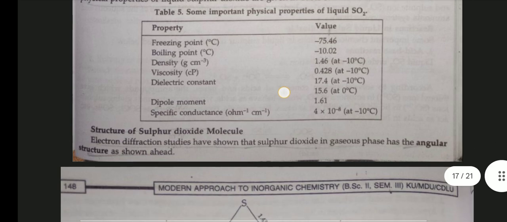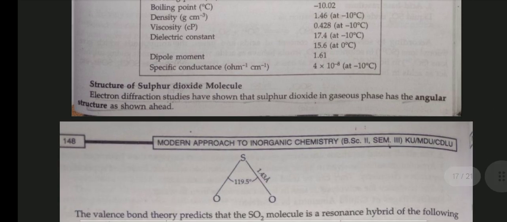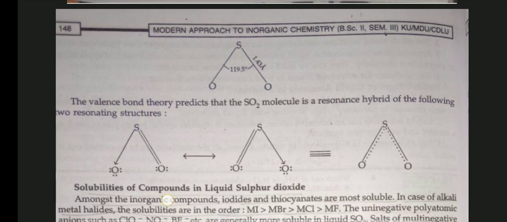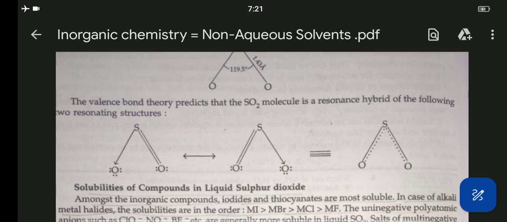Structure of sulfur dioxide molecule. Electron diffraction studies have shown that sulfur dioxide in the gaseous phase has an angular structure. The valence bond theory predicts that the SO2 molecule is a resonance hybrid.